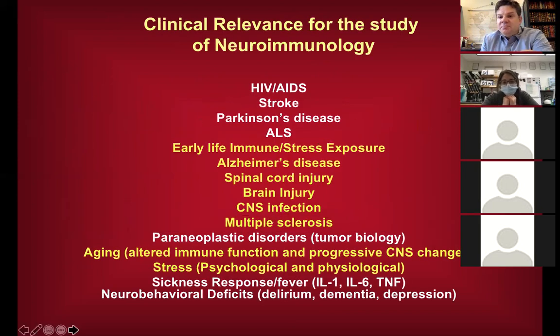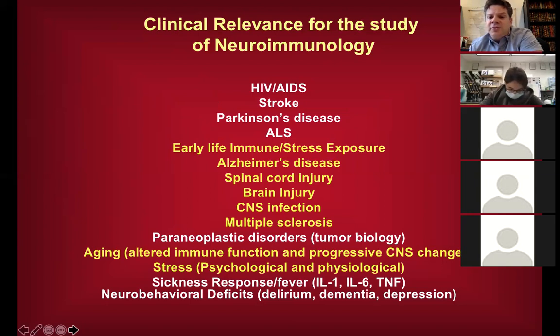Some of the things that maybe you've seen before or maybe you've thought about is that there are really prominent neuroimmunology connections in all of these things listed. Whether it's HIV/AIDS, stroke, Parkinson's, ALS, early life infection exposure, Alzheimer's, spinal cord injury, brain injury, CNS infection, autoimmune disease like multiple sclerosis, some tumor biologies, particularly some brain tumors, aging, stress, responses to infection, and things like depression, dementia, delirium, all have pretty large neuroimmune components.